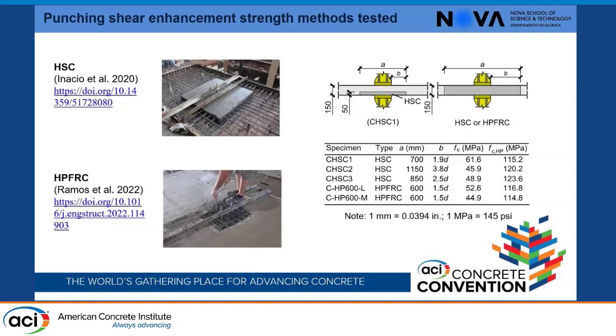As I told you, we used these only in an area near the column. The high performance fiber reinforced concrete was used up to 1.5D from the face of the column, and the high strength concrete was in an area of 1.9D, 3.8D, and 2.5D from the face of the column.